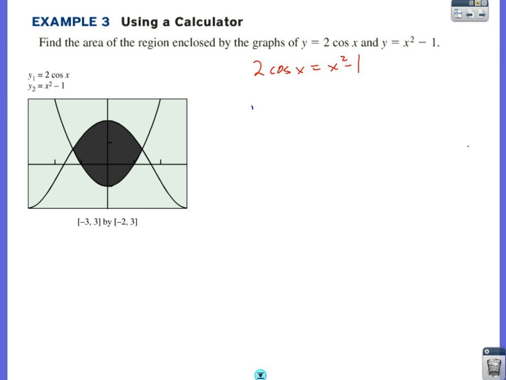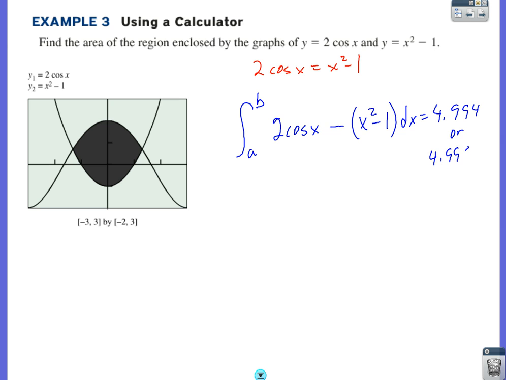And so after doing this, my integral from a to b of 2 cosine x minus x squared minus 1 dx is equal to 4.994, or you could put 4.995. Either one would be a correct answer. Okay? Good? That's a great problem. All right, so now you've been shown how to use it on your calculator. Let's go to the next one.